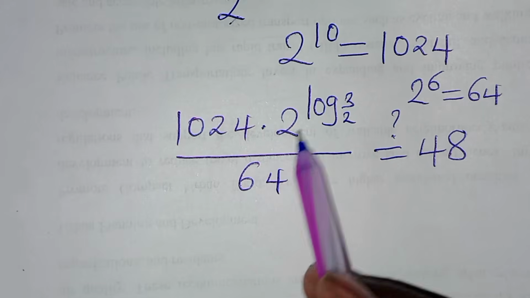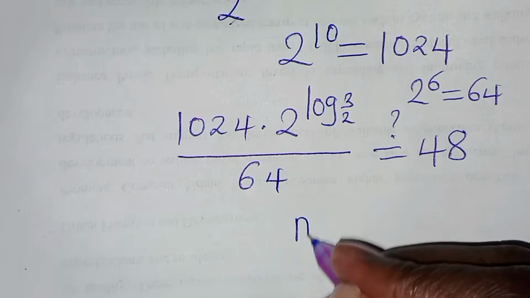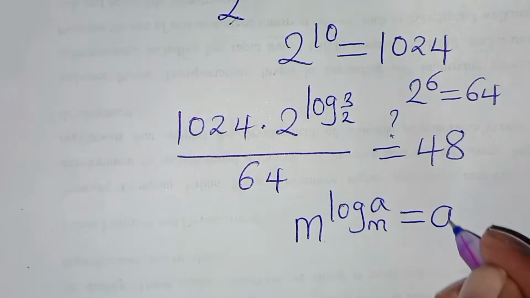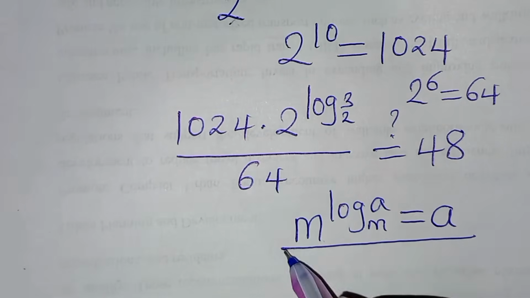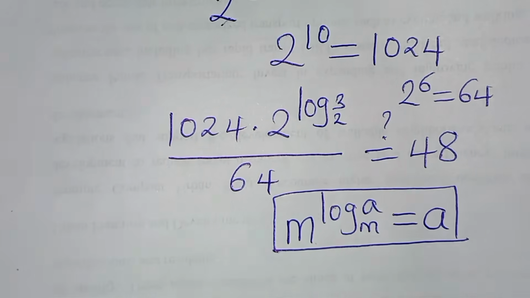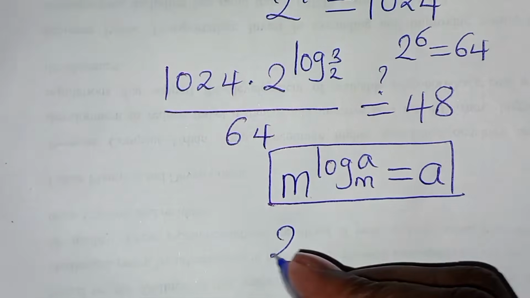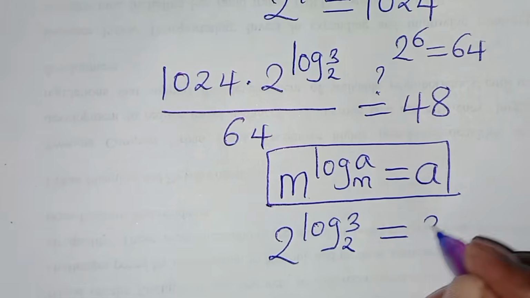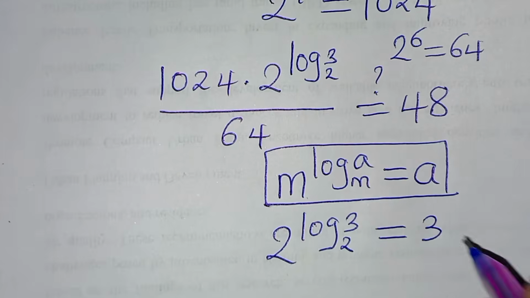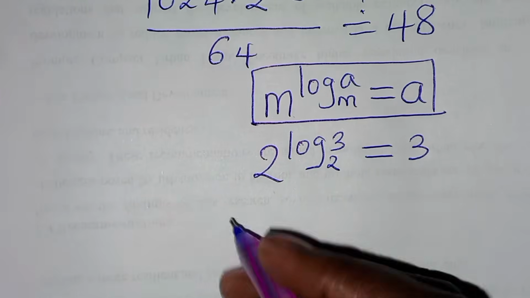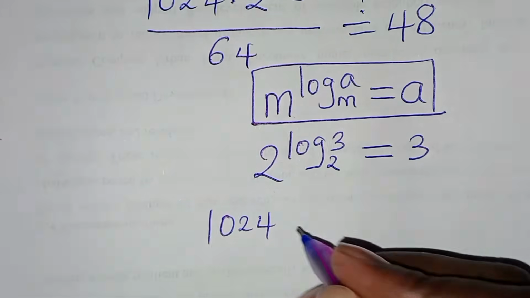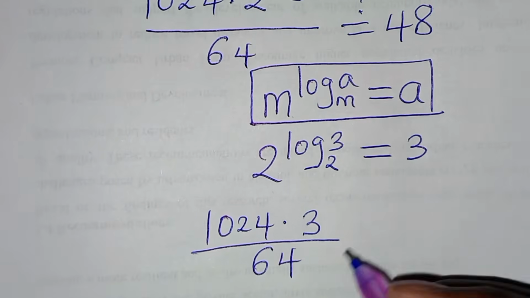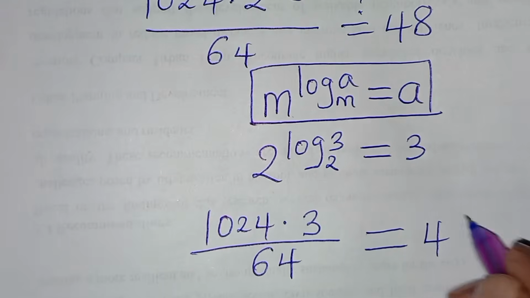Now, we have 2 to the power log 3 to base 2. This is in the form of m to the power log a to base m, which should give us a value of a. Applying this logarithm property, you find that 2 to the power log 3 to base 2 should give us a value of 3. Let's substitute this. So here we have 1024 times 3 divided by 64. This should give us a value of 48.